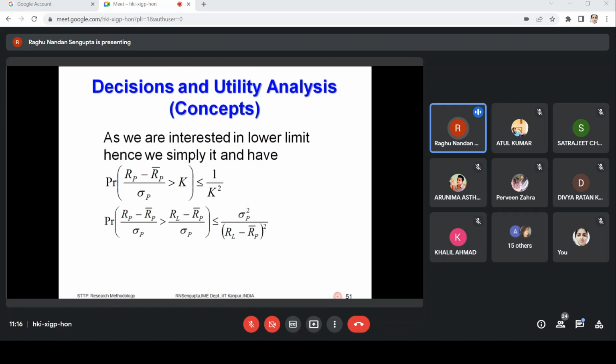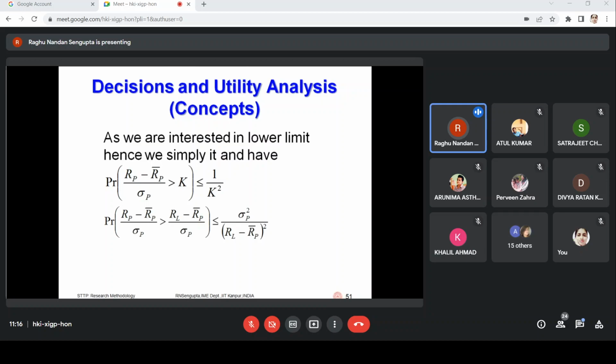Once you do that, convert that into a standard normal. Even if it is not a normal distribution, you can still utilize some of the concepts. So consider that you convert it into a standard normal, and you have the probability of (RP minus RP bar) divided by sigma p, which is actually capital Z, less than or equal to (RL minus RP bar) divided by sigma p, which is the small z.